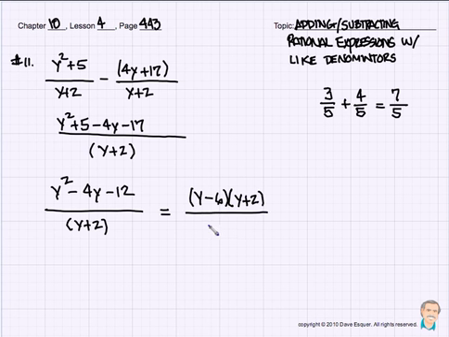We can use the box, or we can just do it mentally. And we have a y plus 2 in the denominator. So we can cancel out like terms, y plus 2, numerator and denominator, and this simplifies to the quantity of y minus 6. So there's our solution to number 11.